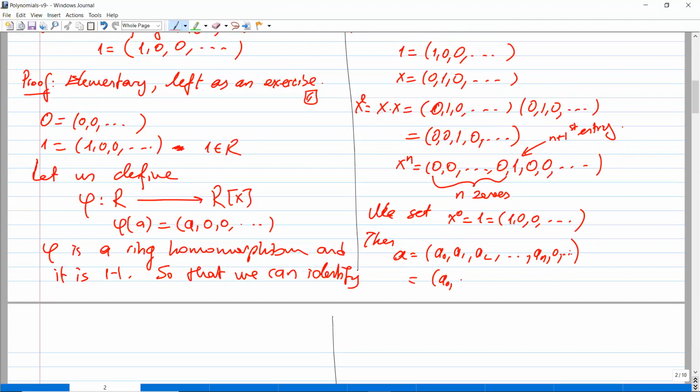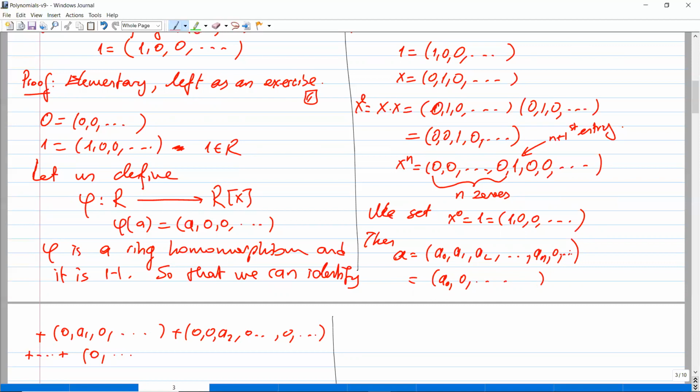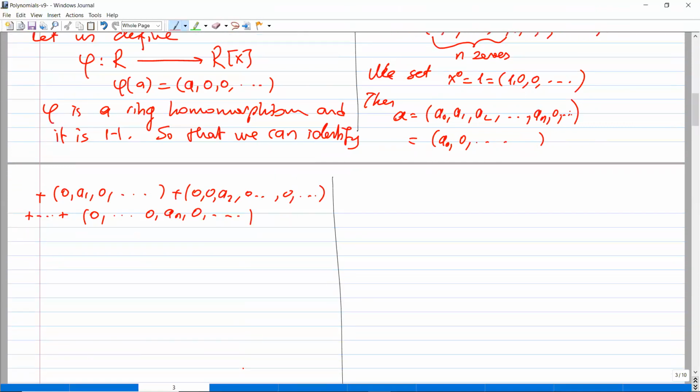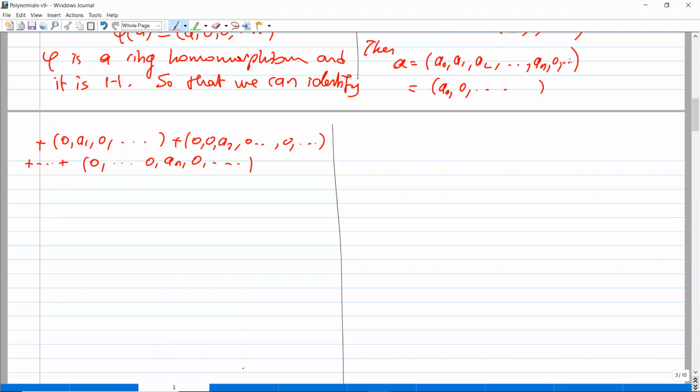a0 times 1, the rest is 0, plus 0, a1, 0, 0, plus 0, 0, a2, 0, the rest is 0, and plus 0, 0, an, 0, etc. Since the addition is component wise, it is like that.